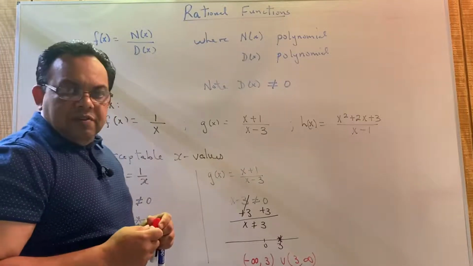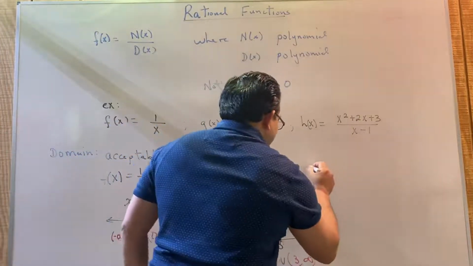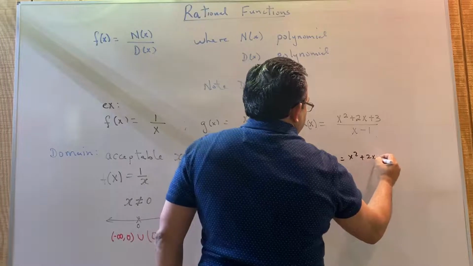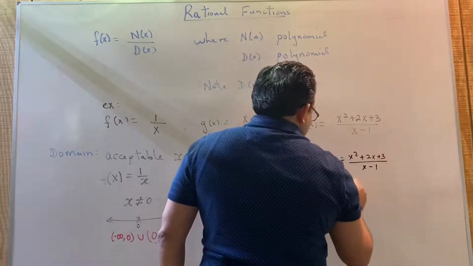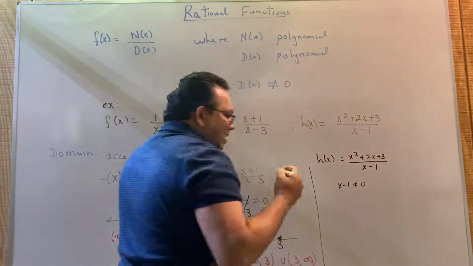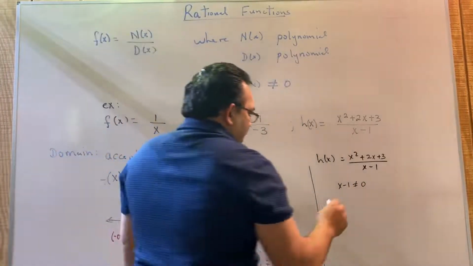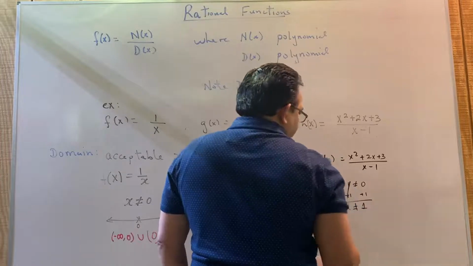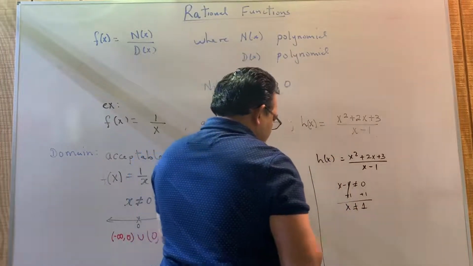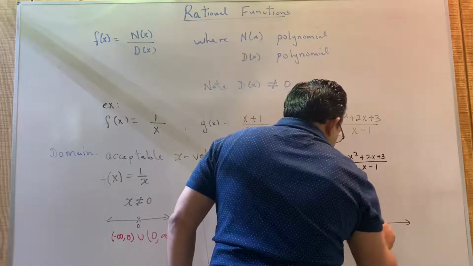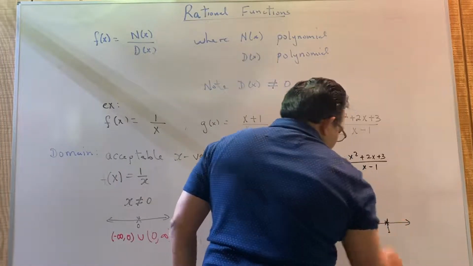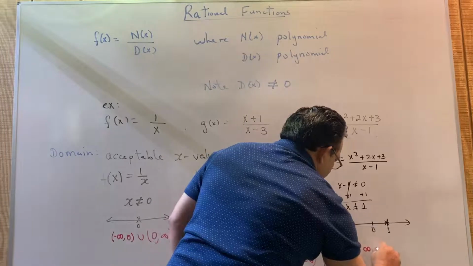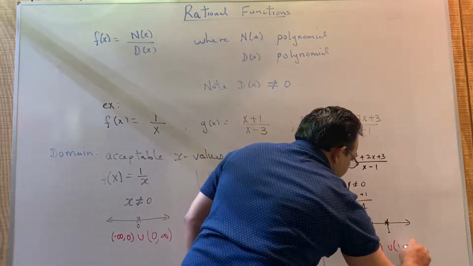The same thing will happen for h of x. If we look at h of x is x squared plus 2x plus 3 over x minus 1, we take the denominator and set it not equal to 0, because denominators cannot be equal to 0. If we solve for x, we have that x cannot be equal to 1. I always like to draw the number line so you can see what's happening. If we take out x equals 1 from the number line, what's left is from negative infinity to 1, union with from 1 to infinity.